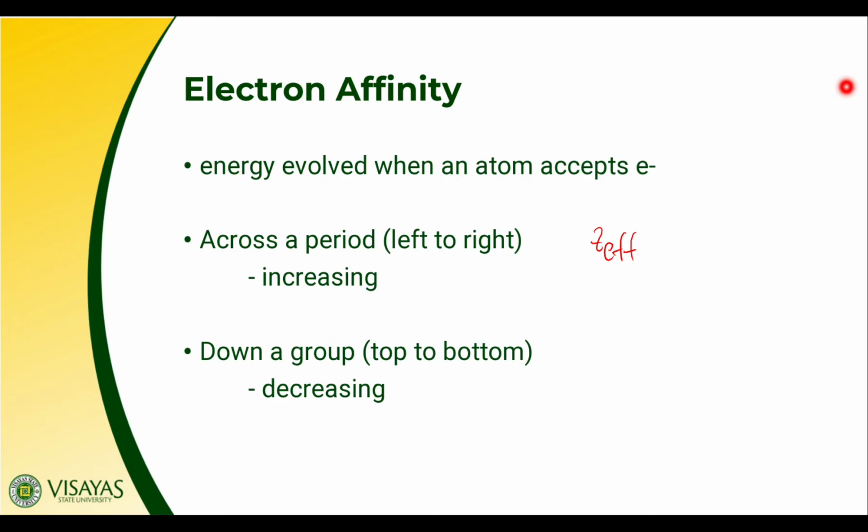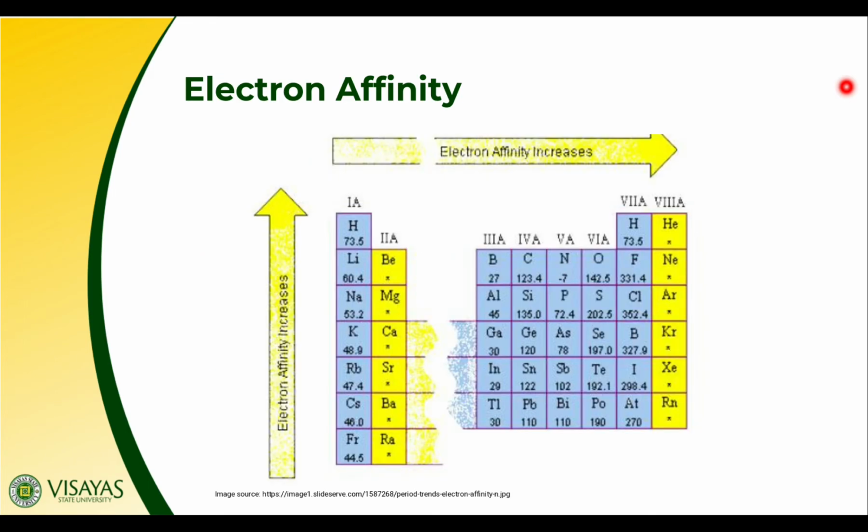Now, as we go from top to bottom down a group, the electrons being added are now farther from the nucleus. Because of this, the atom does not tend to pick up that electron easily because of the lesser attraction between the electron and the nucleus. Because the electron is now farther from the nucleus. So this is the trend for electron affinity. From left to right, it increases. From top to bottom, it decreases.